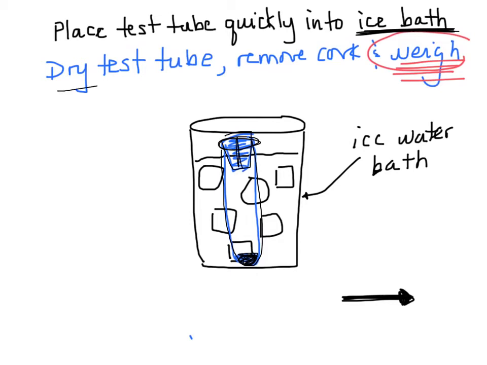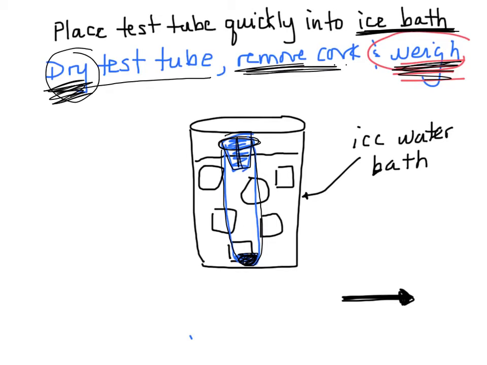Take the test tube out. Dry it, then remove the cork and weigh it quickly. Make sure you dry it first. Don't remove the cork until you're right about ready to weigh it, and then go ahead and weigh it. We can't weigh it with the cork in there because the cork absorbs water and it's going to throw our weight off horribly if we leave it in there. So you take it out of the hot water bath, you put it into an ice water bath, let it cool, and then dry the test tube, remove the cork, and then weigh it.